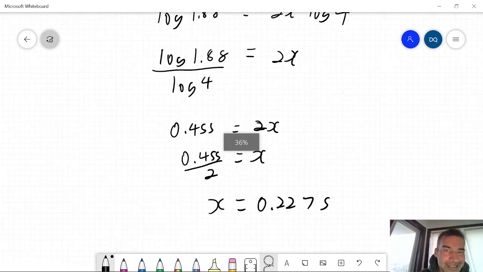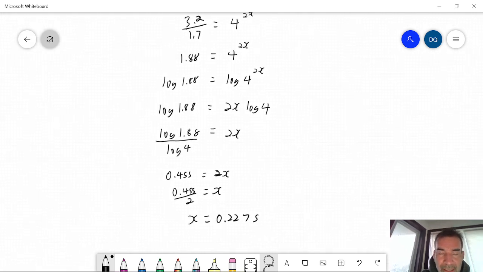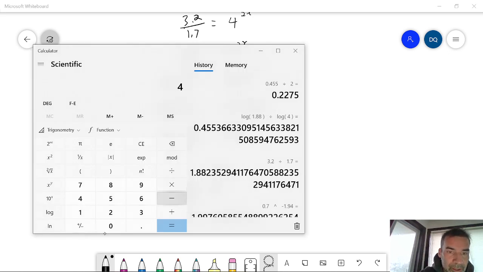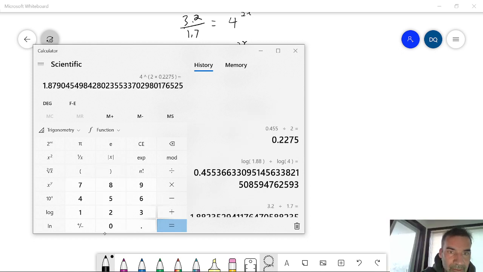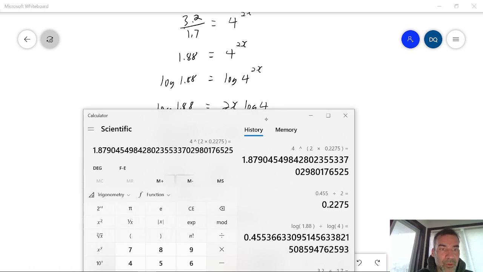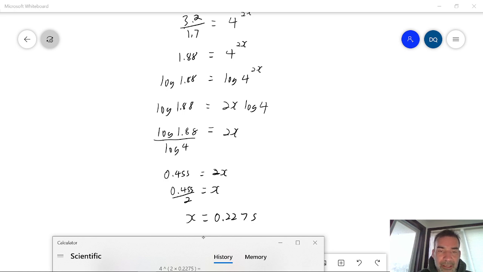0.2275. Now let's test it. So to test this, if I take 4 and raise it to the exponent 2 times 0.2275, it should give me 1.88. So 4 to the exponent 2 times 0.2275 gives me 1.879, which rounds to 1.88, so this is correct. Remember, you can always check these by taking that exponent you've solved for and plugging it back into the equation.